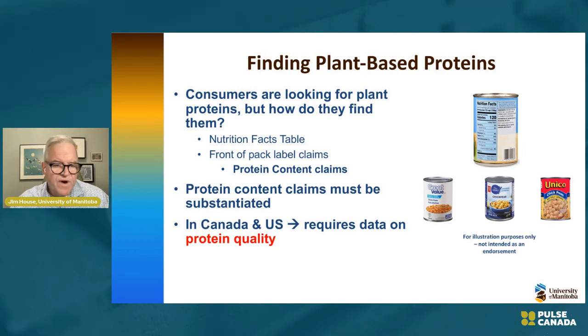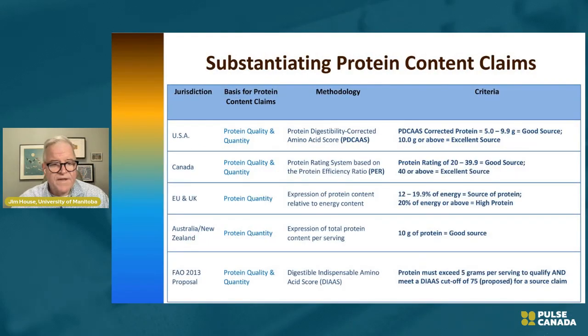And that's really where the concept of a protein content claim comes into effect. That's really the ability to say that it's a good source of protein or an excellent source of protein on the label. Now, in North America, protein content claims must be substantiated. In Canada and the US, in particular, we use protein quality, whereas other jurisdictions use different approaches for substantiation of protein content claims. And I've summarized this in this slide here.